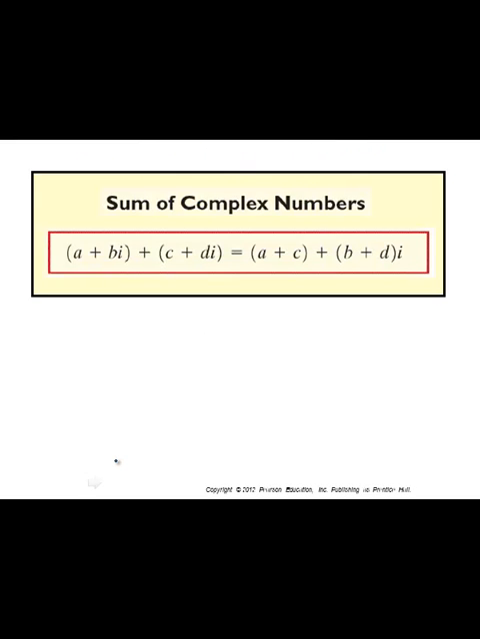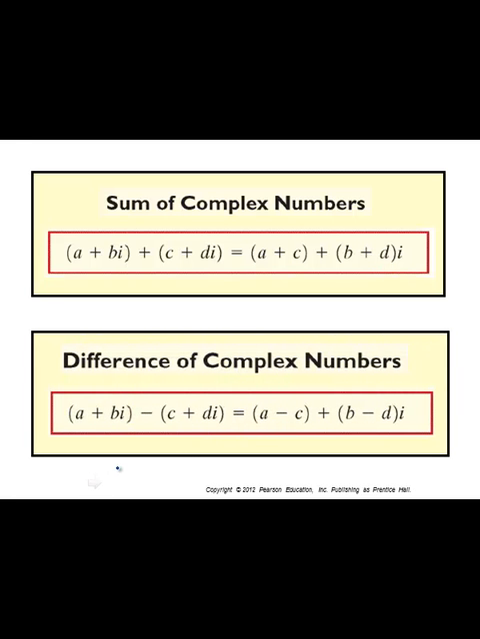We can add two complex numbers together by adding their real parts together and adding their imaginary parts together. So a plus bi plus c plus di is equal to a plus c plus the quantity b plus d times i. And also, of course, we could take the difference of complex numbers. Just like we did with the sum, we take the difference of the real parts and the difference of the imaginary parts to get a new complex number.